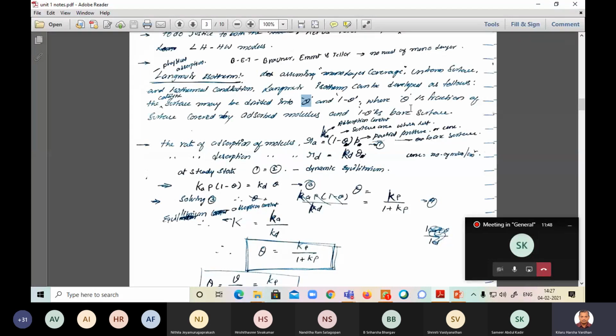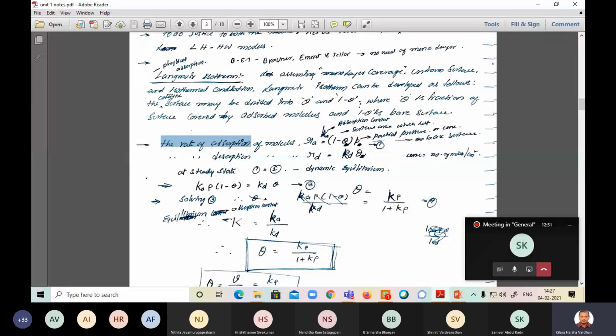So what is theta? Theta is the fraction of the surface covered by the adsorbent molecule. So the gas is there, the solid is there, the gas is surrounding the solid. Therefore, theta is a fraction which is covered by the adsorbent molecule. So if the total fraction is 1 and theta is the fraction of surface covered by adsorbent molecule, then 1 minus theta will be the bare surface which is not having any gas adsorbed. Right? This you might have studied in your previous physical chemistry.